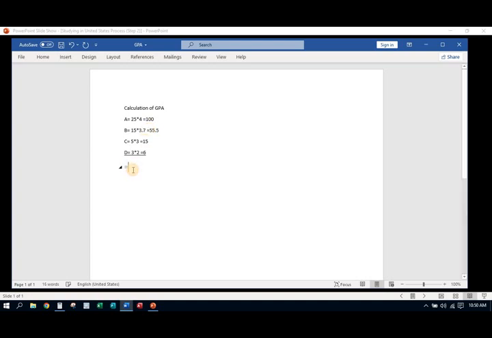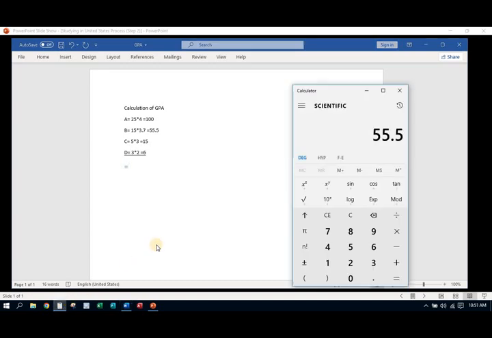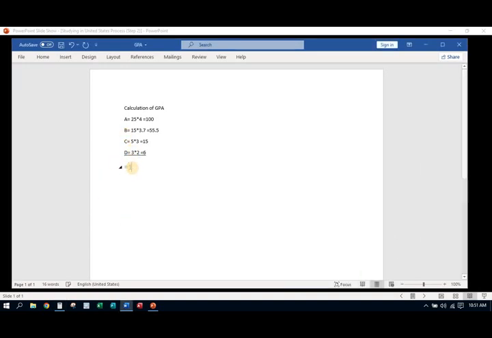Then we need the total here. This total, we add them: 100 plus 55.5. So we can come here with this calculator and say plus 100 plus 15 plus 6, and so we have 176.5. Then we divide this by the number of units you took.